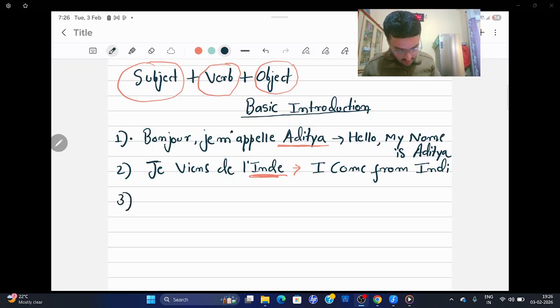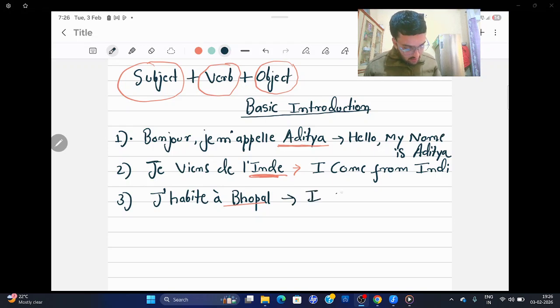Then we have the third sentence. Where do you live exactly in India? Then I would be writing J'habite à Bhopal. Bhopal is one of the cities in one of the states of India. Here you can write the name of your own city where you belong. The translation would be I live in Bhopal.